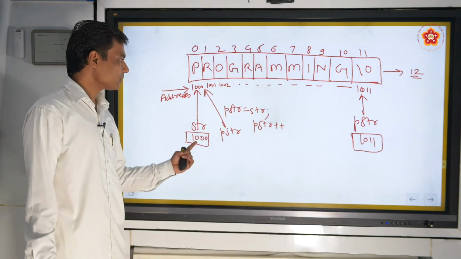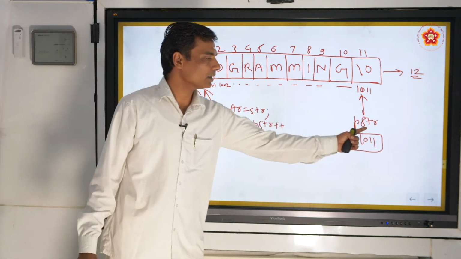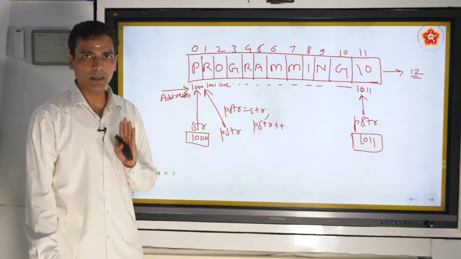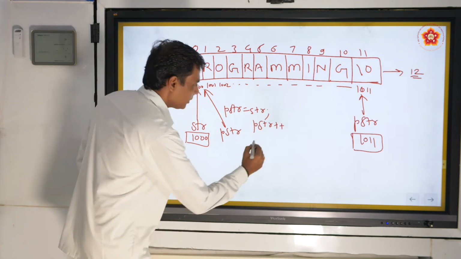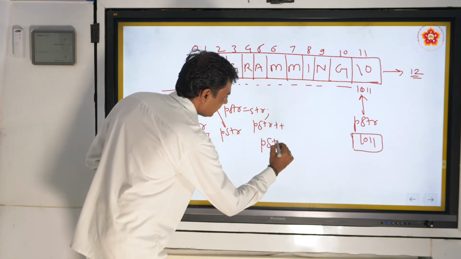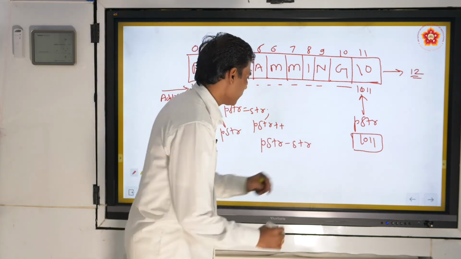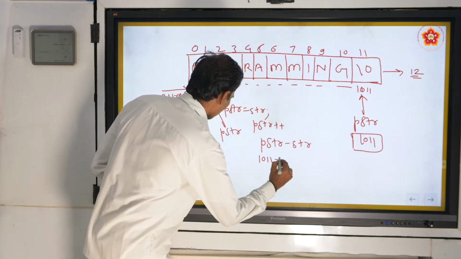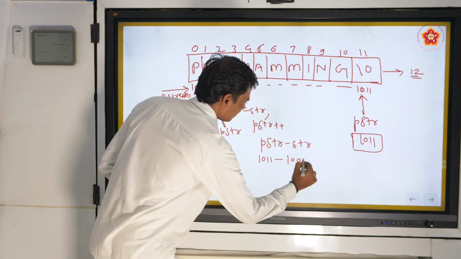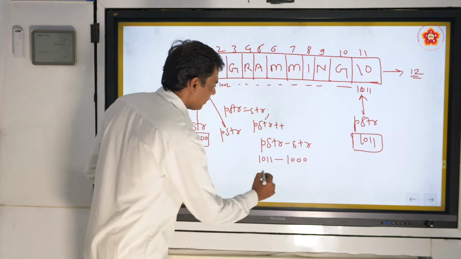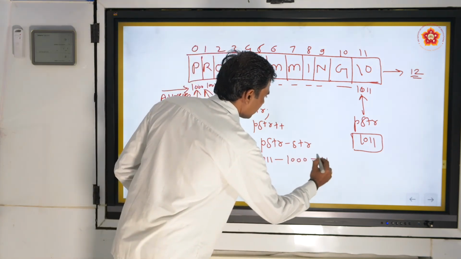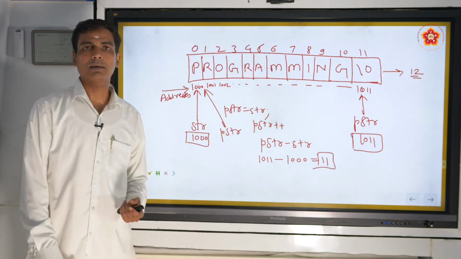The initial contents of str is 1000. The final contents of pstr is 1011. And the statement that we wrote, pstr minus str, means 1011 minus 1000. What will be the output value? It will be 11. So this is the length of the string.